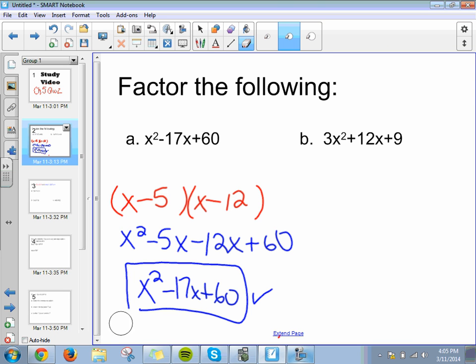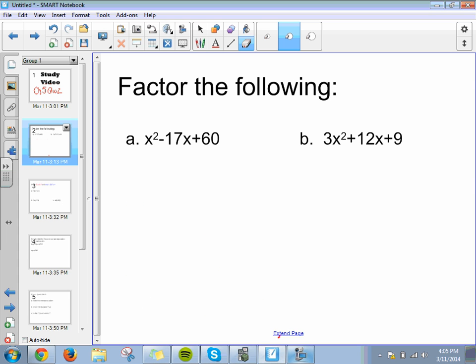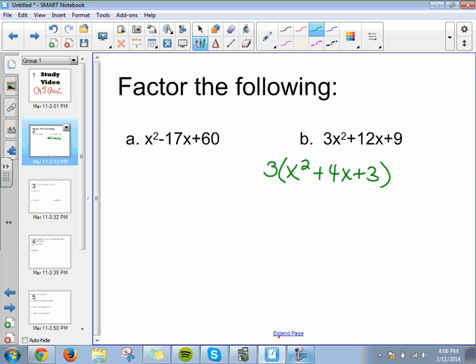In B, when we look at our x squared, we have a coefficient greater than 1. So we might think that we need to go to our factor box. But we want to be careful because we want to make sure that we pull out anything that they all share. So in this case, our greatest common factor is 3. So when I expand it, I'll have 3, and then I'll have x squared plus 4x plus 3.